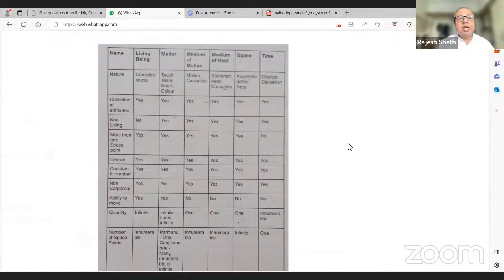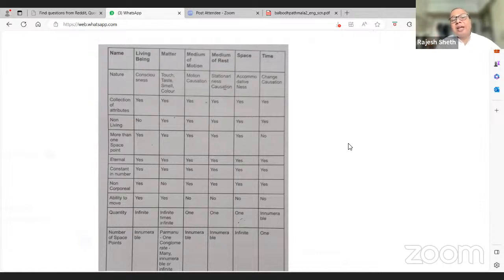And similarly, medium of rest is also one medium of substance. Space is also one. Akash Dravya is one, the same Akash across the entire universe. And that Akash Dravya gives accommodation to all other Dravyas. So quantity wise, these three are one.